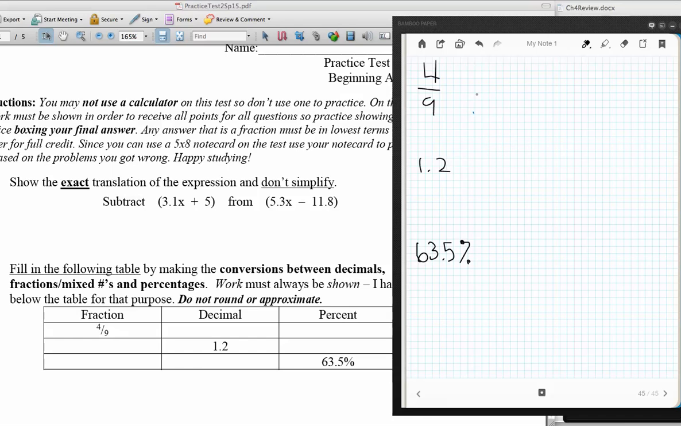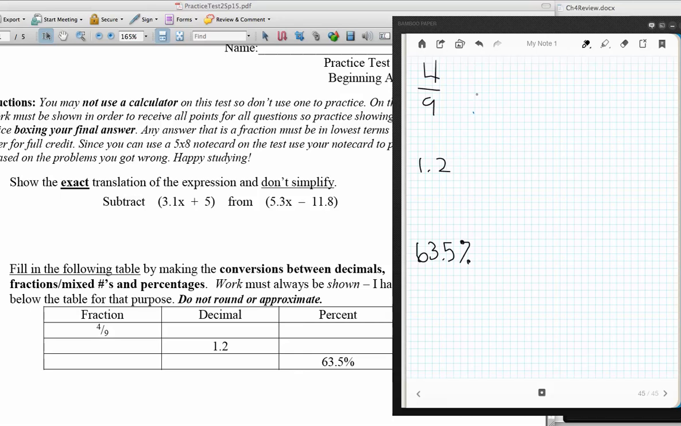Okay, so problem number 2 of the practice test you'll see over here on the following side. Fill in the table of conversions between fractions, mixed numbers, and percentage. They'll always be shown, and I have given the below table for that. Do not round or approximate.